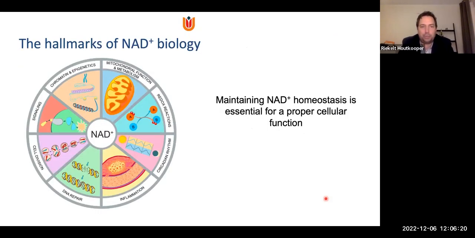So obviously, this is an important molecule, and it's involved in many of these aspects that are shown here on the left: chromatin regulation, epigenetics, signaling processes, cell division, DNA repair, inflammation. It's regulated in a circadian fashion, so we see it oscillating throughout the day, and also obviously mitochondrial function and redox reactions, which is what it's mostly famous for, at least initially. And so maintaining this NAD homeostasis is crucial for managing cellular function.